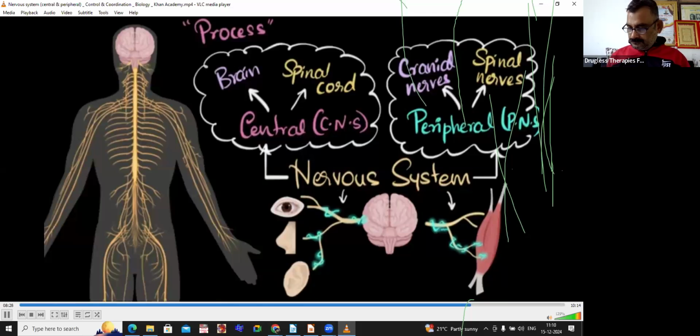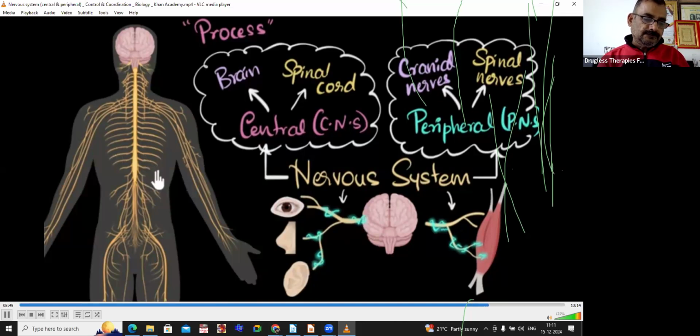Then what do you think your peripheral nervous system does? Well, we saw in our examples, the peripheral nervous system's job is to send the information from the brain to the muscles, or maybe to send the information from your senses to your brain, or sometimes send the information from your internal organs.